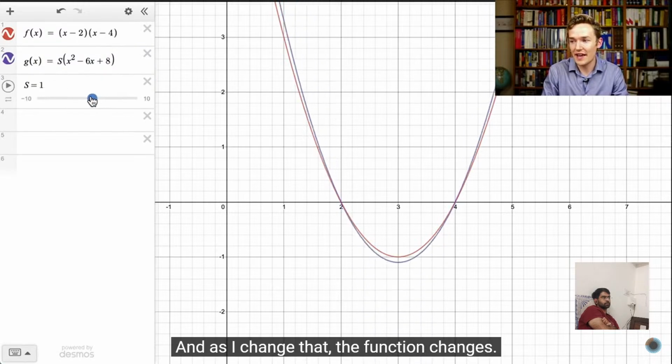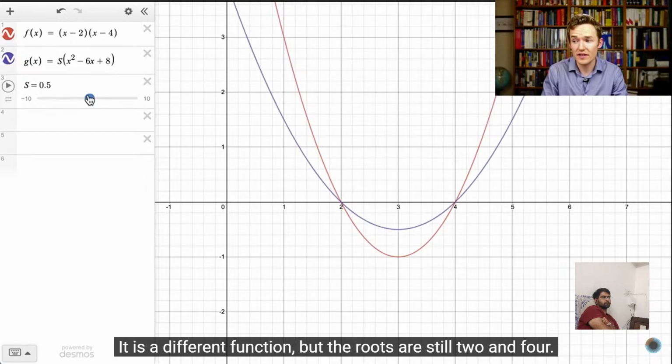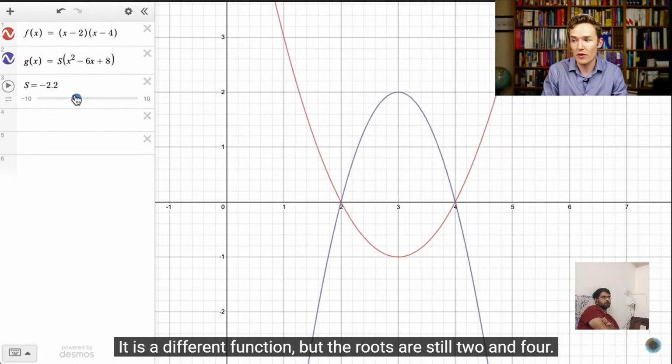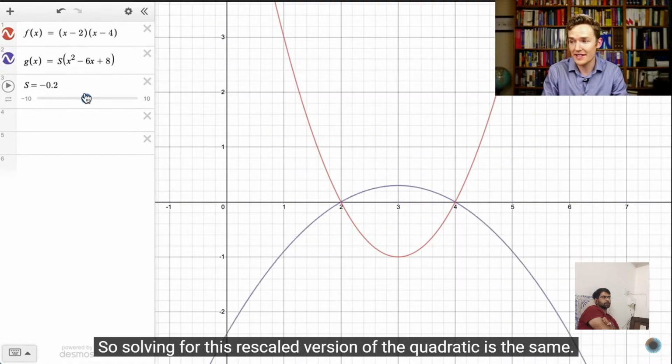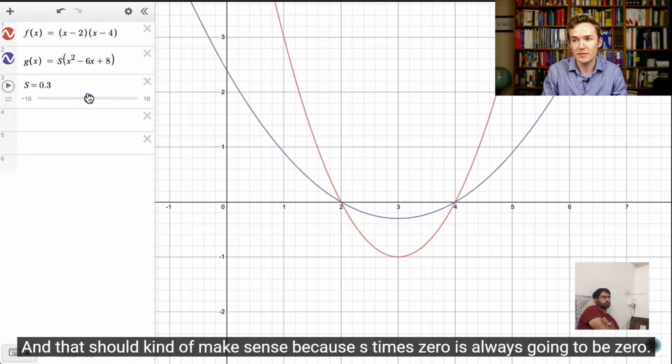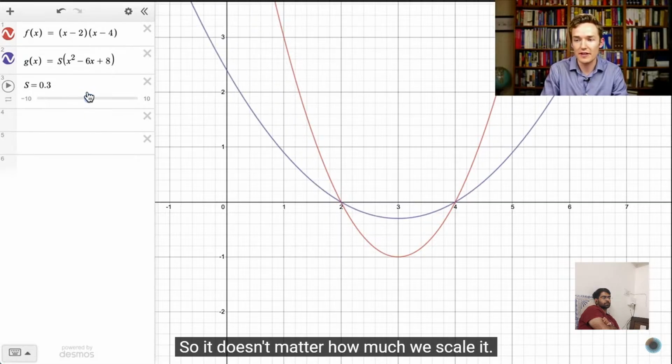And as I change that, the function changes. It is a different function, but the roots are still 2 and 4. So solving for this rescaled version of the quadratic is the same. And that should make sense, because s times 0 is always going to be 0, so it doesn't matter how much we scale it.